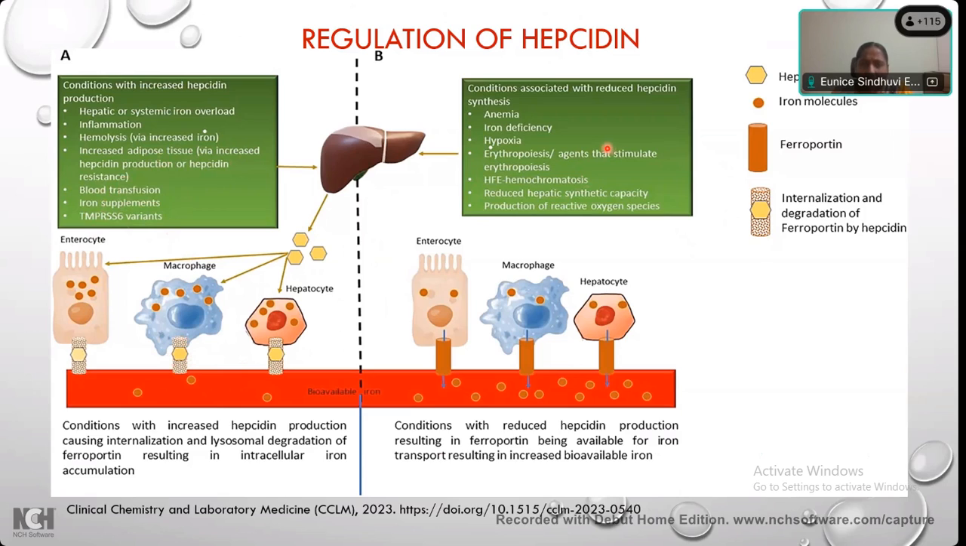Whereas, contrary to that, anemia, iron deficiency, hypoxia and erythropoiesis inhibit hepcidin through various factors. So there is increased iron in the circulation for utilization.